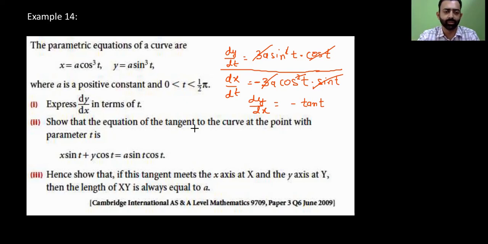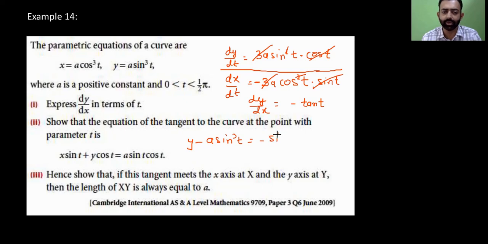Let us do the second one. Show that the equation of the tangent to the curve at the point with parameter t is this one. So the equation of tangent is x minus x1. What is your x coordinate? It is x minus x1, y minus y1. So y minus y1 means y minus a sine cube t is equal to minus tan t.